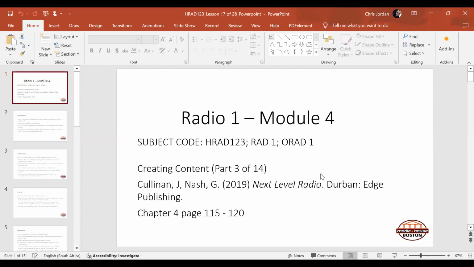For part three of 14, Cullinan and Nash's 2019 Next Level Radio textbook that you are currently using, chapter 4, page 115 to 120. In the next two lessons, this week, 17 and 18, we're going to look at how to build a well bodied content piece. It is obviously something that is also in your assignment. I don't like pushing assignment agendas, because you should want to know how to do this in its own context, and want to know what you need to do to become a better radio practitioner or radio professional, right?